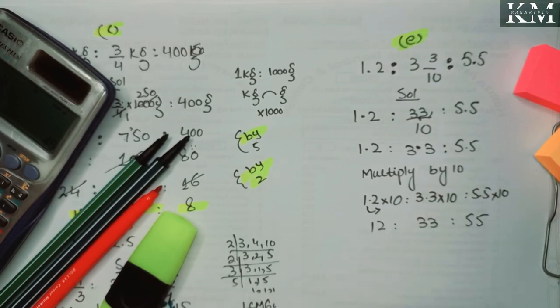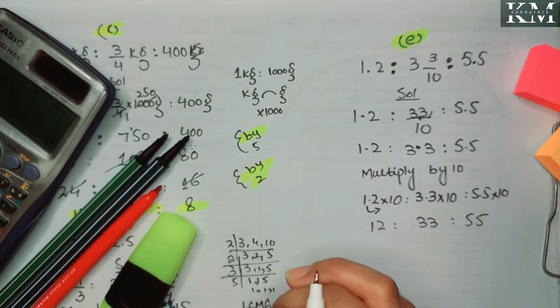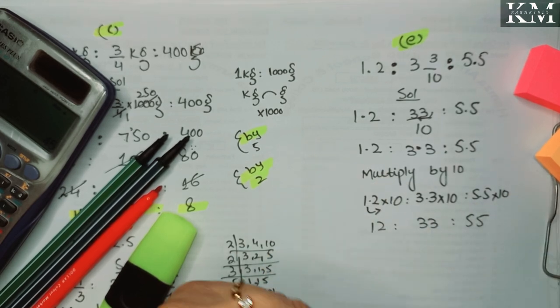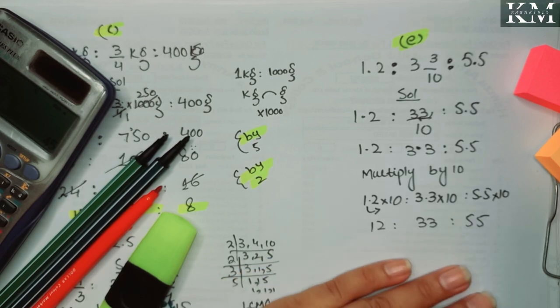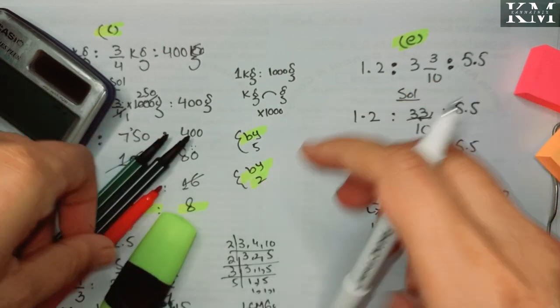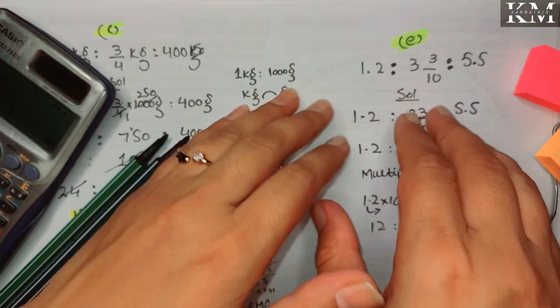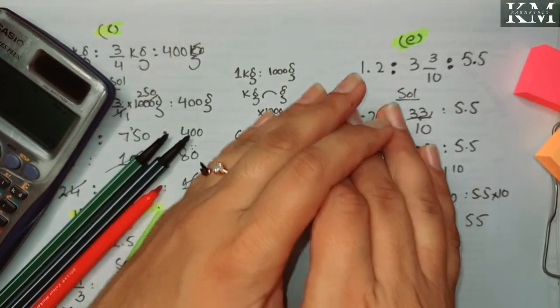Now dear students, we can't simplify it. We don't have a common factor. So 12, 33, 55 is our simplified form. So hopefully students आपको question number 9 अच्छे से समझ आ गया होगा.